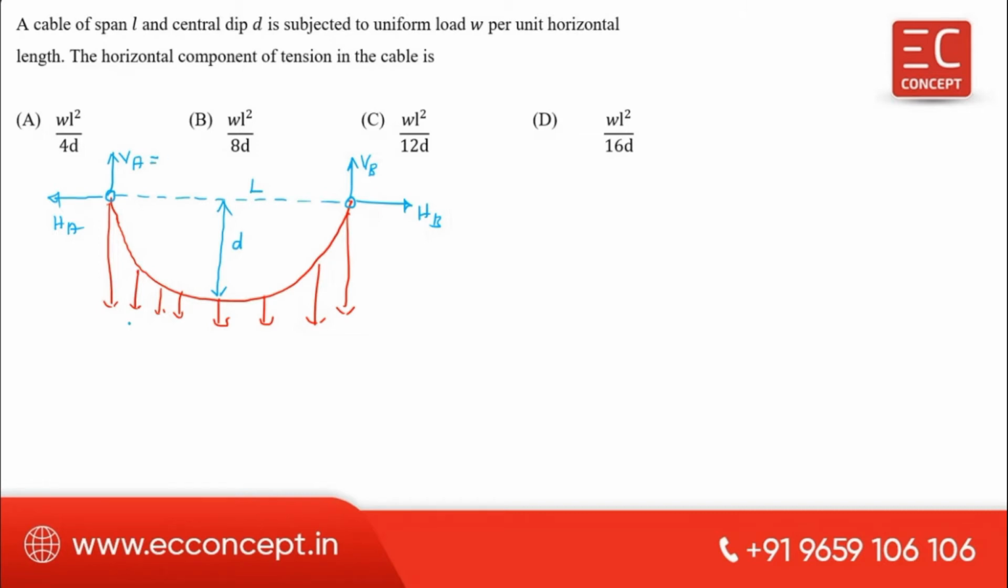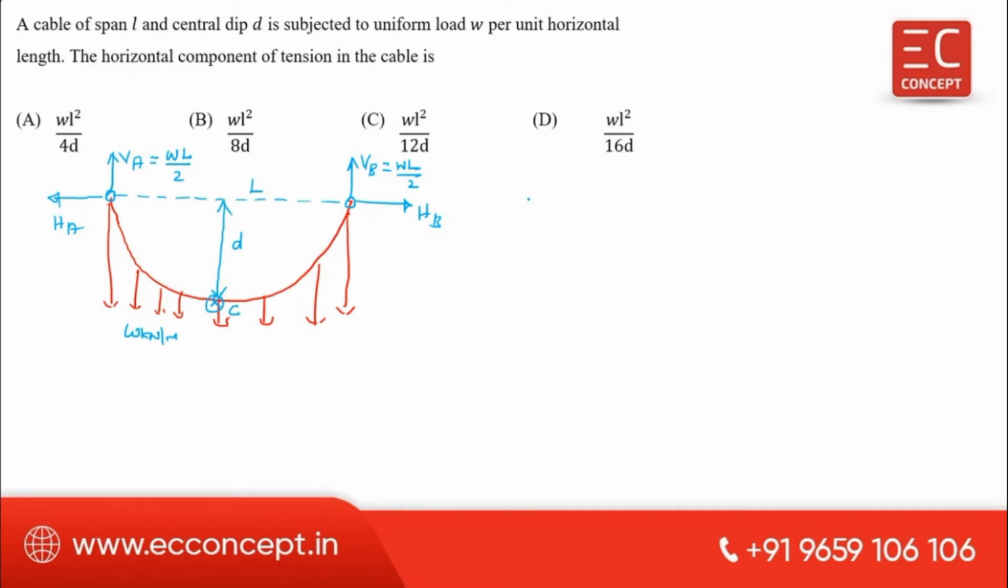Here the load is given W kilonewton per meter. Then what is this? WL by 2. Total load divided by 2, you will get a reaction. This is also WL by 2. What is W? Load into distance. Divided by 2, you will get a VA. Divided by 2, you will get a VB. Okay, because of symmetry.